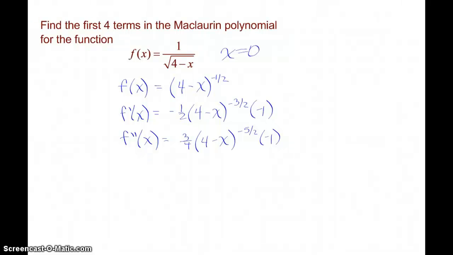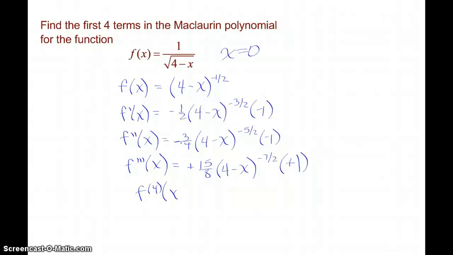Chain rule. Let's see, negative never makes that positive. That's actually going to be a negative. Sorry about that. So now this is actually a positive. Negative and negative makes a positive. So third derivative. So that negative comes down with that positive, and that makes that a negative 15/8 (4 minus x) to the negative 7/2 times negative 1. Now that coefficient is a positive.